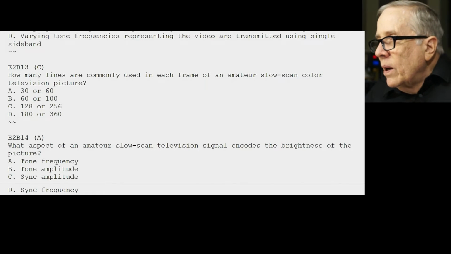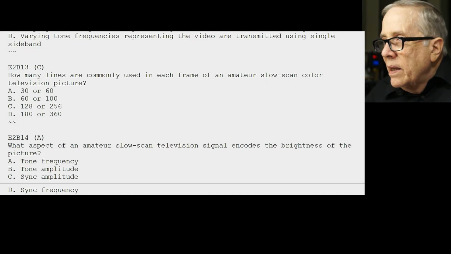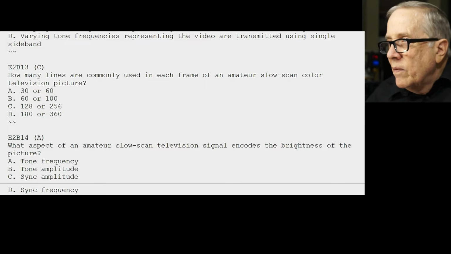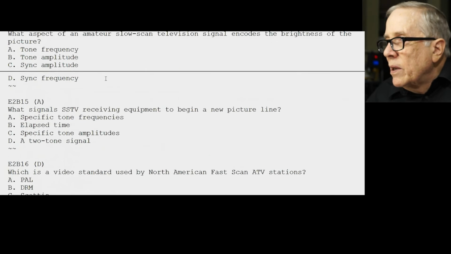E2B14. What aspect of an amateur radio slow scan television signal encodes the brightness of the picture? And that is the tone, the frequency of the tone. So it's A, tone frequency. Come on, mouse.